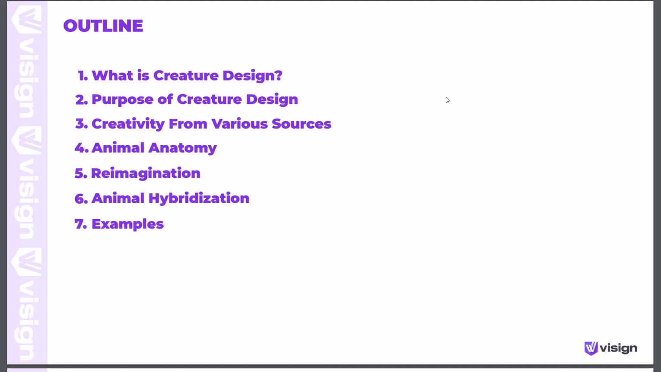Number two is the purpose of creature design, because I don't think people really ask that question either. Number three is creativity from various sources, where you can create creature design from different areas when you're studying or trying to find references and so on. Then you are going to be thinking a little bit more about animal anatomy. I'm going to be talking about that and why that is important. Now, I will talk a little bit about reimagination and animal hybridization. And lastly, I'll show you guys some examples of some great creature designers.